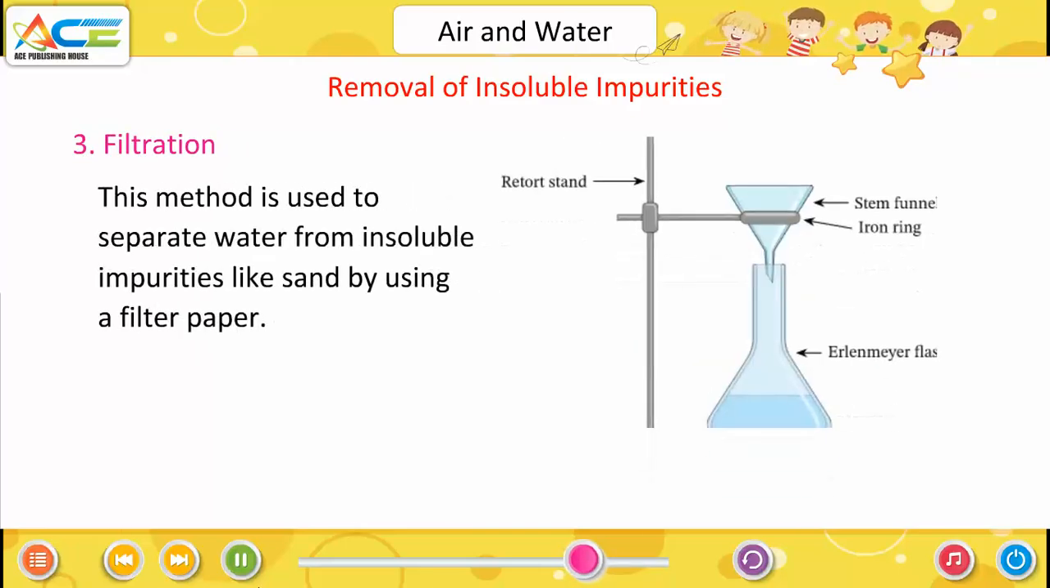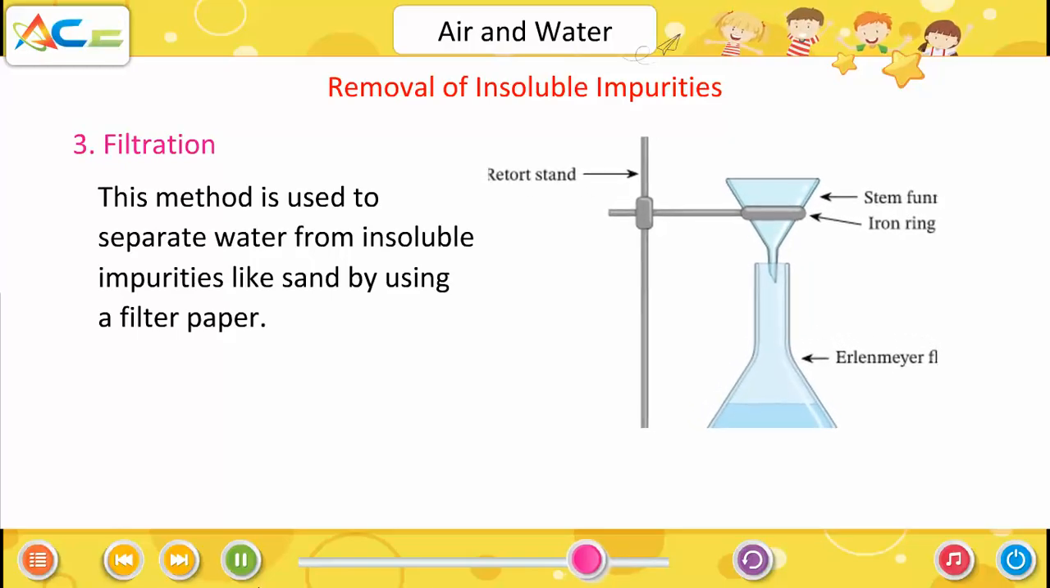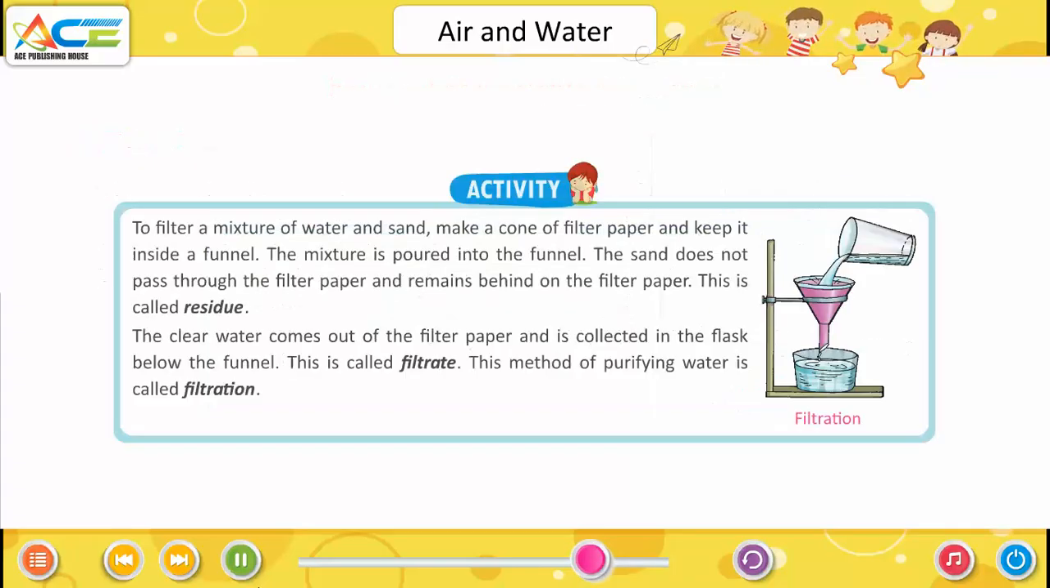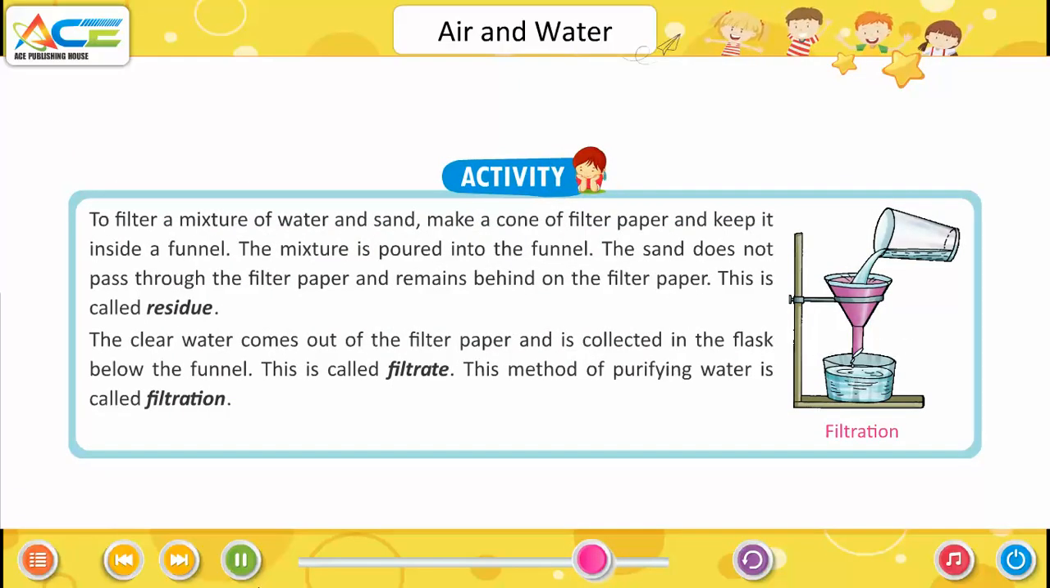Filtration. This method is used to separate water from insoluble impurities like sand by using a filter paper. Activity. To filter a mixture of water and sand, make a cone of filter paper and keep it inside a funnel. The mixture is poured into the funnel.